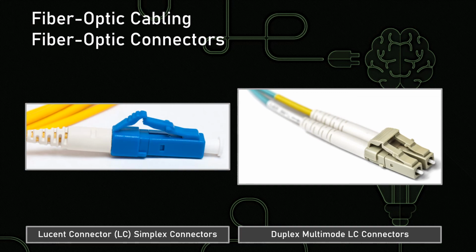Same thing with the duplex multi-mode LCs. Now the reason that one is called simplex and one is called duplex is because to be able to transmit in duplex, you have to have 2 different fiber optic cables, one for your upstream, one for your downstream. So you can use 2 LC simplexes or 1 multi-mode LC duplex.